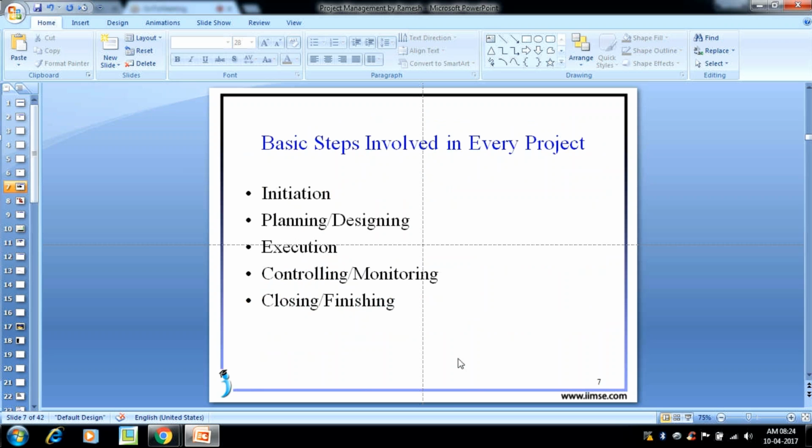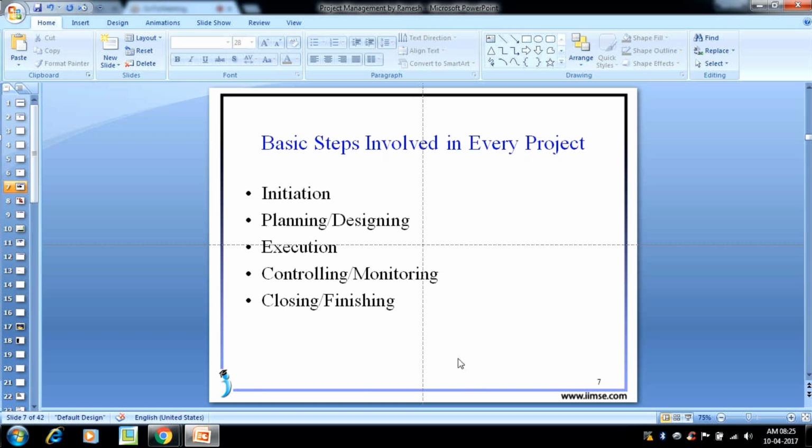See, actually, every project has some basic steps. Those are initiation, planning or designing, execution, controlling or monitoring, closing or finishing. Here, initiation means our assumption. That means our project, what is our concern. Planning means after our assumption, we should do some planning. Planning or design, both are the same.